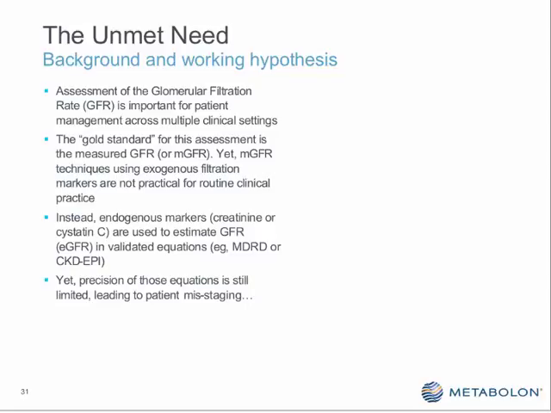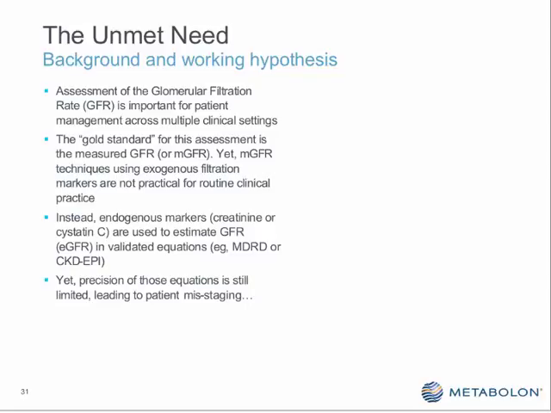The gold standard for GFR is measured GFR. So mGFR is using exogenous filtration markers such as iohexol to determine what the GFR is in a patient. Now, because mGFR is more cumbersome for the patient, it's expensive, and it's not practical for routine clinical practice, what are commonly used instead are endogenous markers such as creatinine or cystatin C. Those are used to estimate GFR, giving us an eGFR value, and these are used in validated equations such as MDRD or CKD-EPI.